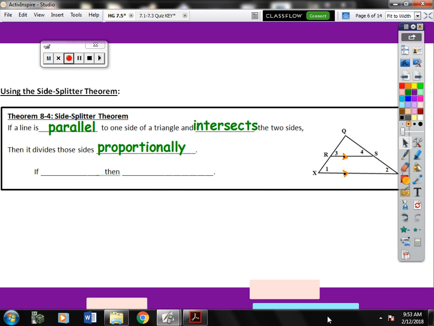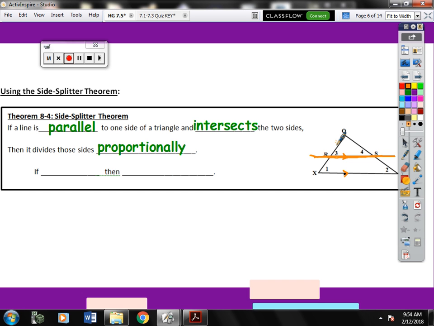So you actually had a question like this on your last quiz where you had to set up proportions doing like small over large and small over large. The side splitter theorem actually says that this will split the sides proportionally.